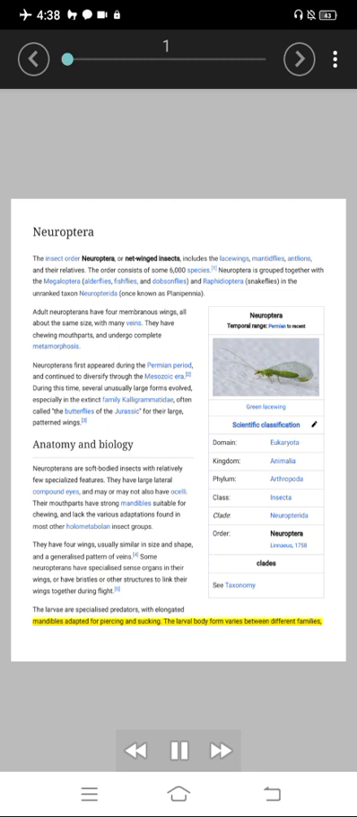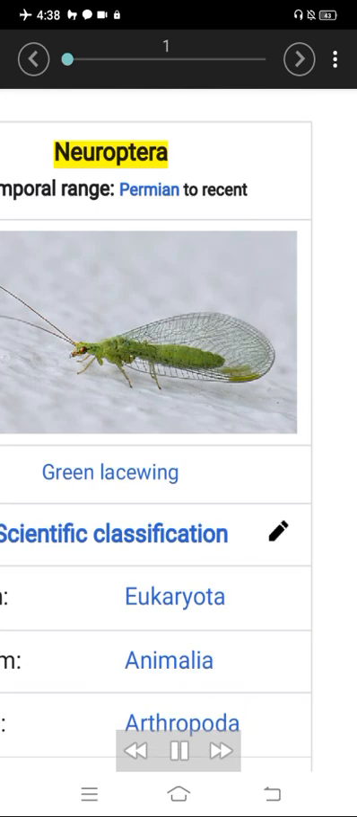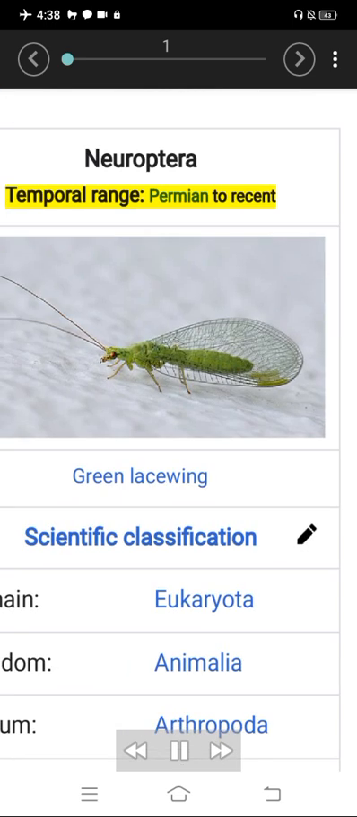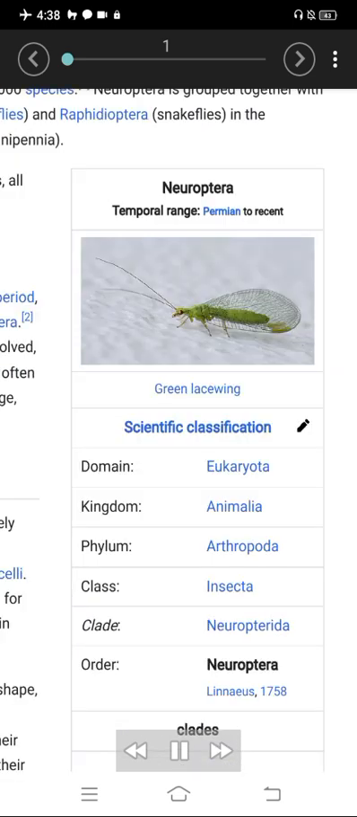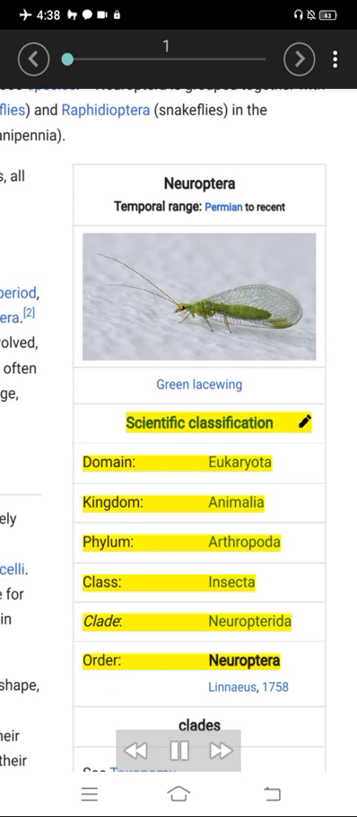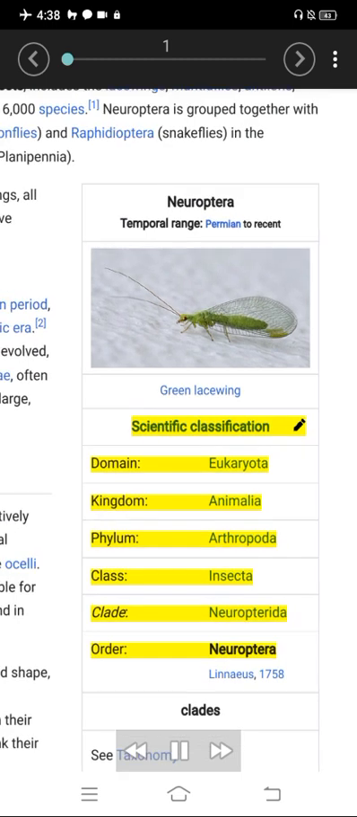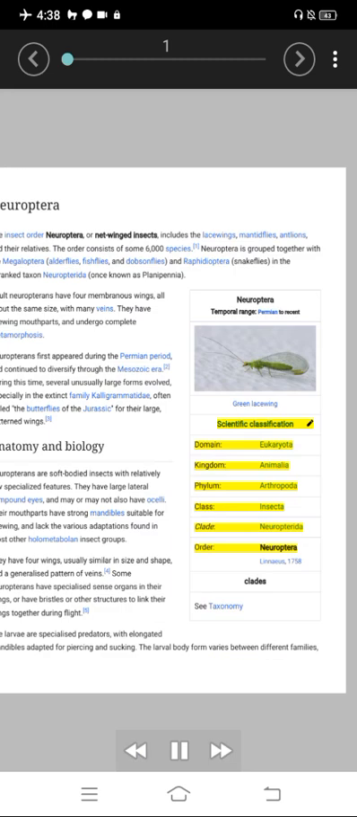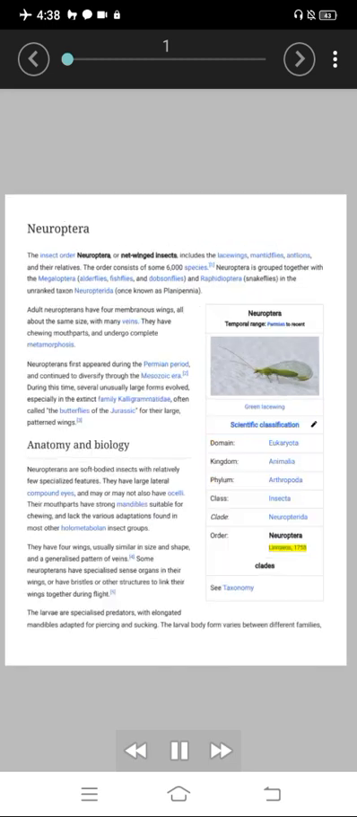The larval body form varies between different families. Neuroptera. Temporal range, Permian to recent. Green lacewing. Scientific classification. Domain: Eukaryota. Kingdom: Animalia. Phylum: Arthropoda. Class: Insecta. Clade: Neuropterida. Order: Neuroptera, Linnaeus, 1758. Clades. See taxonomy.